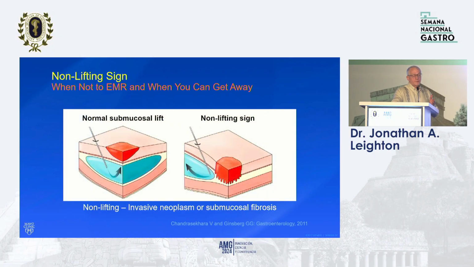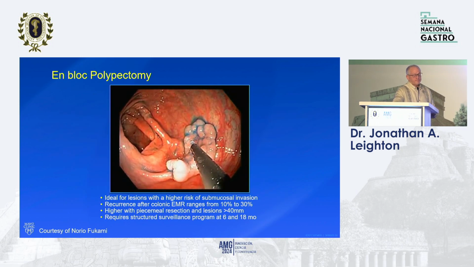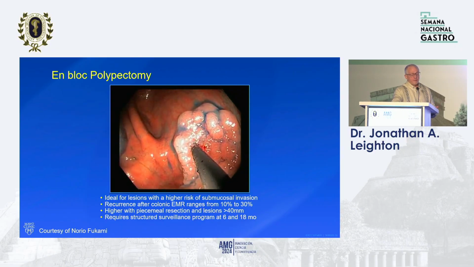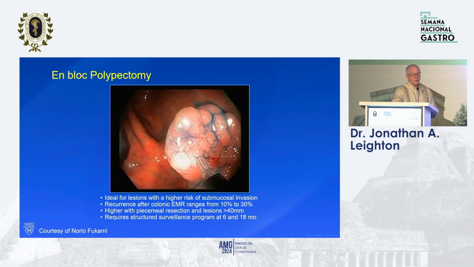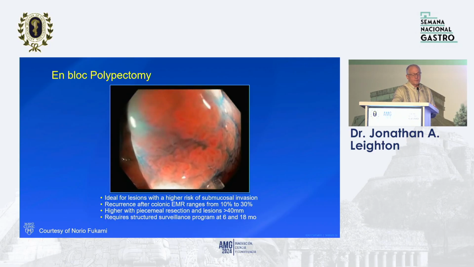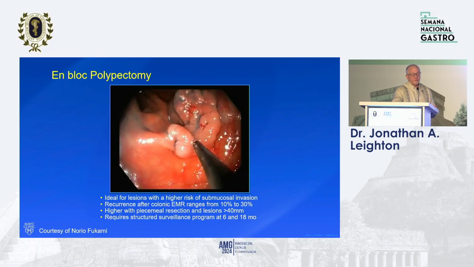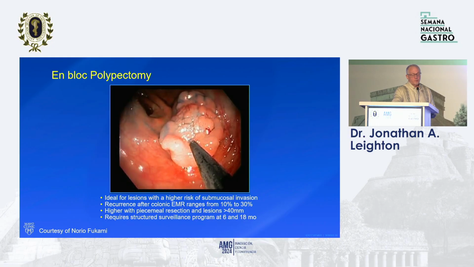But I mentioned the non-lift sign because on the right you can see if you inject but you don't get that easy complete lift, then you have to be worried about invasive neoplasm or submucosal fibrosis. And then when do we use en bloc polypectomy? Again, that's ideal for lesions with a higher risk of submucosal invasion. Recurrence after colonic EMR ranges from 10 to 30%. It's higher with piecemeal resection, and it requires, as I said, a structured surveillance program.